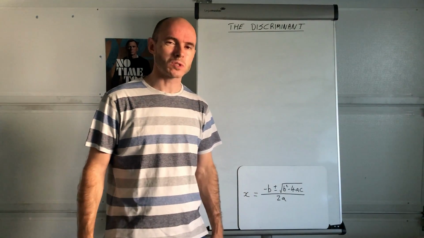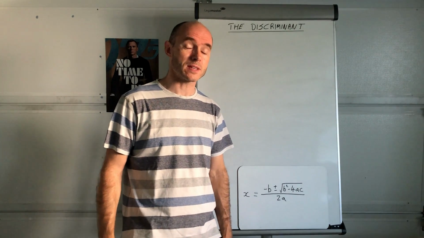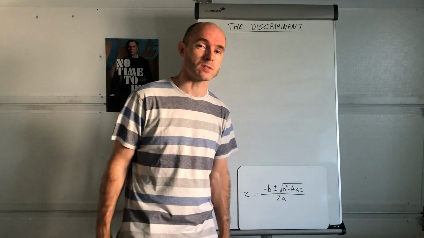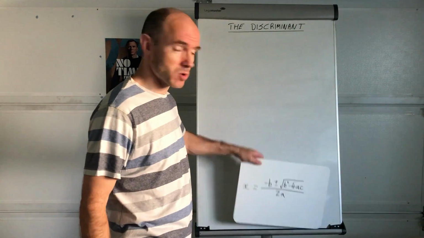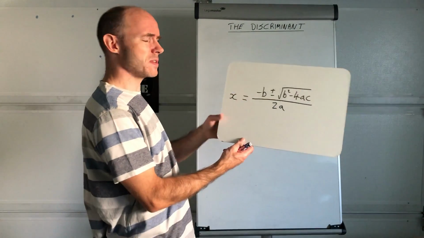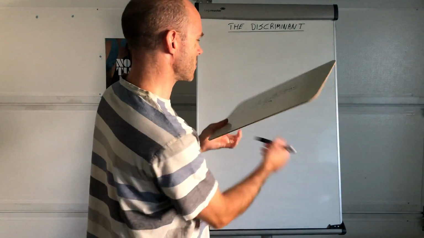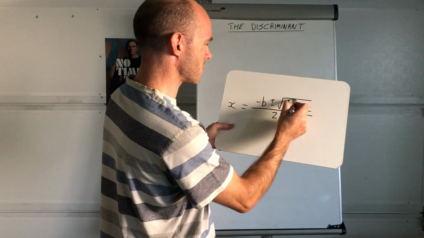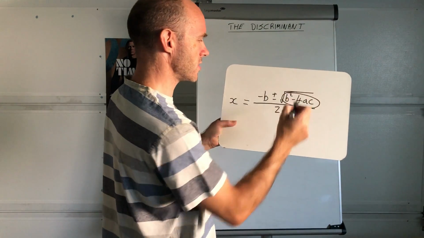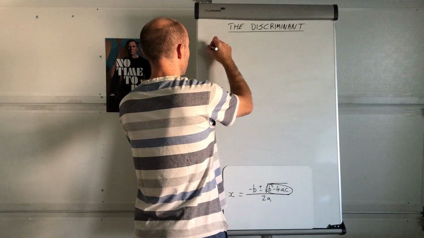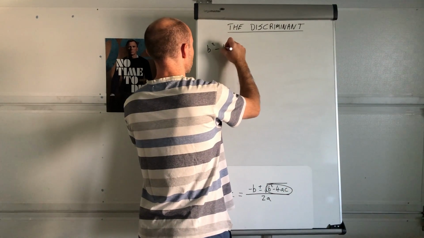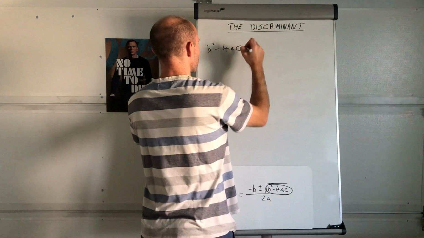Hi, I want to talk to you about the discriminant in this video. This is a separate video just about part of the quadratic formula called the discriminant. This is the quadratic formula of course, but what's the critical bit? I'm just going to highlight that. That's the critical bit, the b squared minus 4ac. So just write that in, b squared and then subtract 4ac. That is the critical bit.